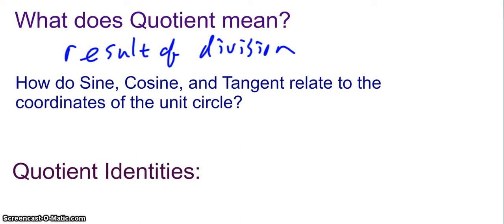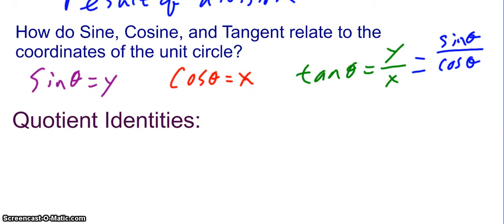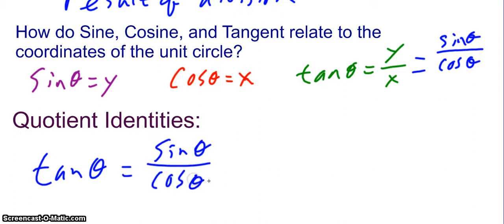You should know this. Alright, so we know that sine of theta equals y, cosine of theta equals x, and tangent of theta equals y over x. And this is relating to the coordinates on the unit circle. But wait, hold up. Wait a minute. If tangent of theta is y over x and sine of theta is y, then this is actually sine of theta over, and cosine of theta is x. Oh my god, look at that. Cosine of theta. That leads us to our first quotient identity, which is tangent of theta is sine of theta over cosine of theta.